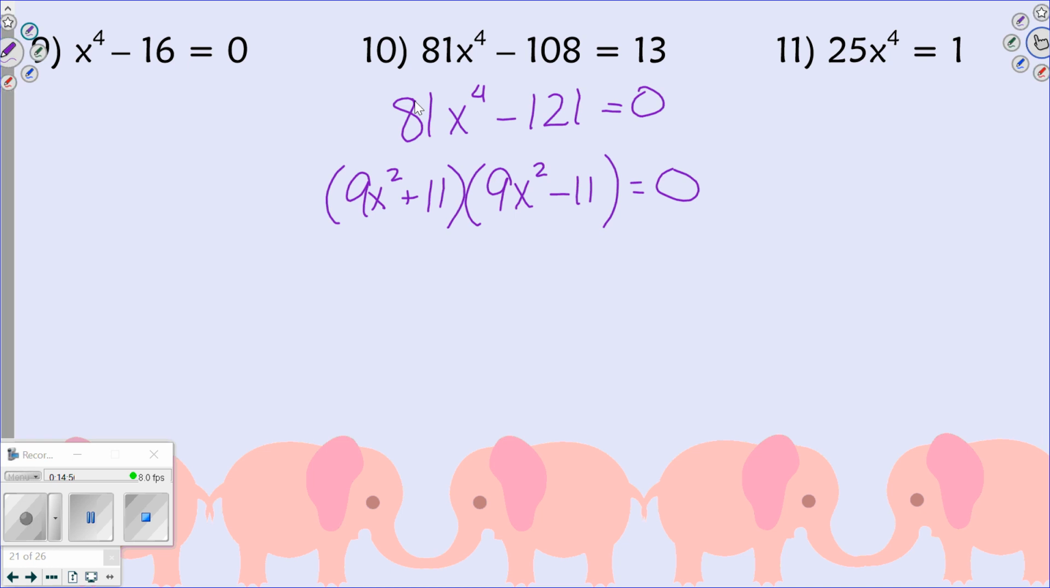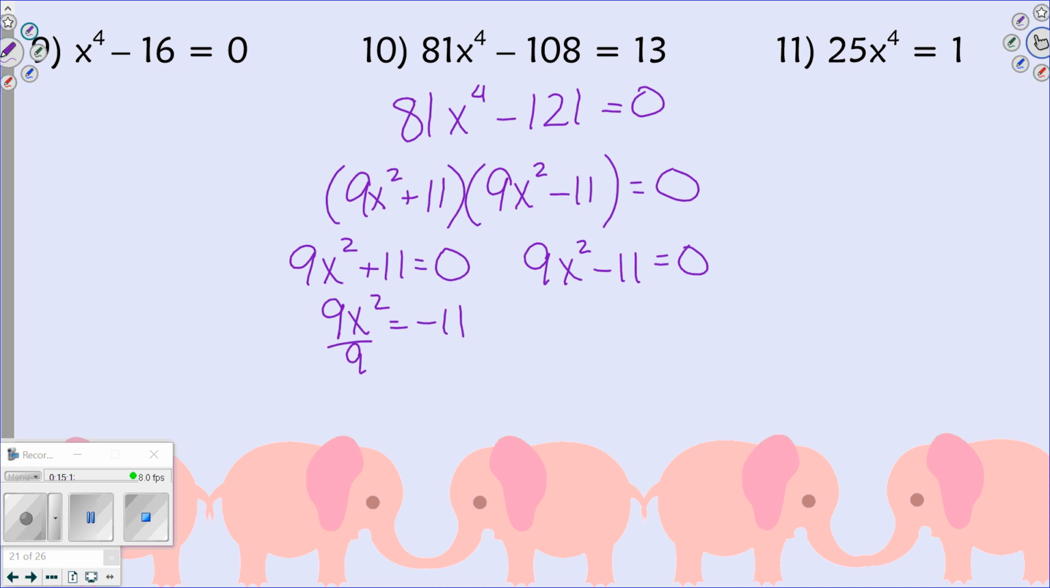Set each one equal to 0. So 9x squared plus 11 equals 0. 9x squared minus 11 equals 0. All right, so subtract 11. Divide by 9. So x squared equals negative 11 ninths. Square root, top and bottom. Don't just draw a giant radical.